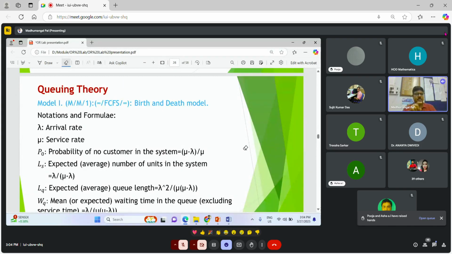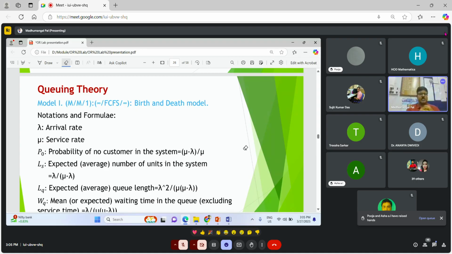So the first one is queuing theory. Queue means a line, in a restaurant, shop, or any kind of ticket counter, and so on. Queuing theory is basically a probabilistic model. People come into the queue, and after getting some service from the service point, they leave the system. So there is some arrival rate or arrival mechanism, and some service rate or service system. These are the basic parameters of any queuing theory.